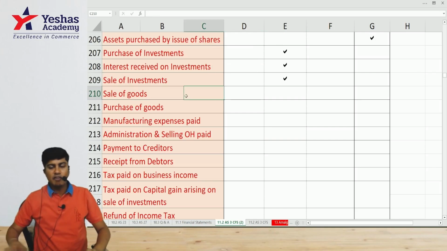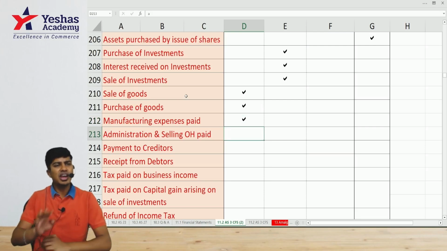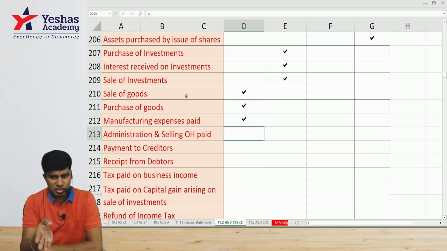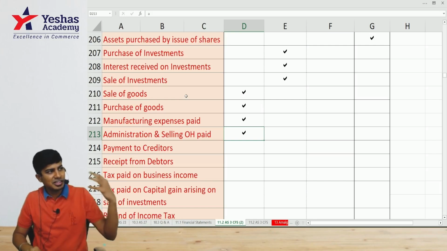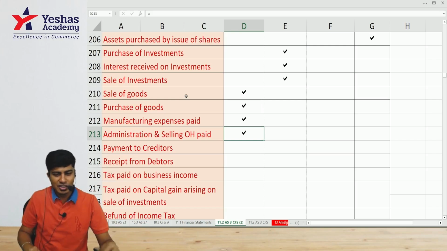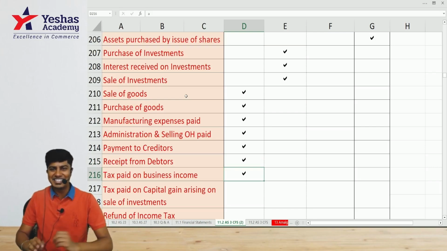Sale of goods, operating. Purchase of goods, manufacturing expenses paid, operating. Administration and selling overhead paid. Sir, it is not part of the cost. We are not doing AS-2. This is cash flow, operating. Payment to creditors. Here a little bit of glare, you can't see the face. Okay, payment to creditors, operating. Receipt from debtors, operating. Tax paid on business income, operating.